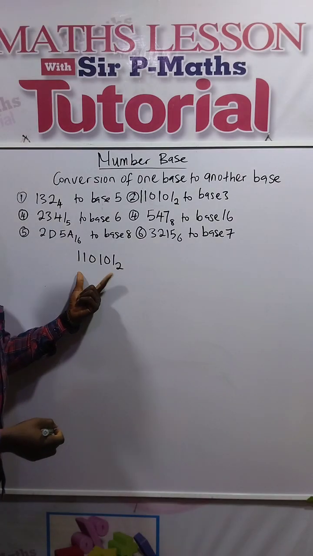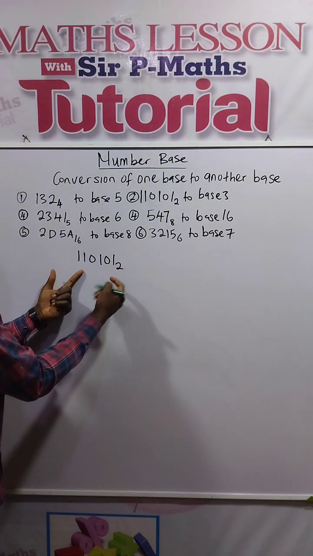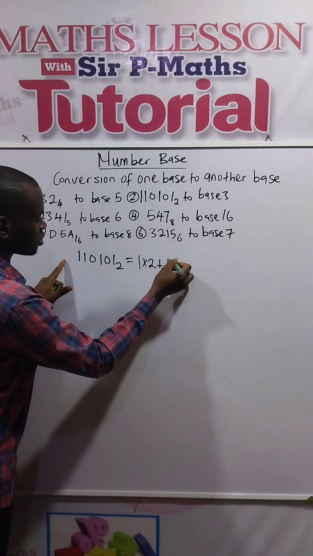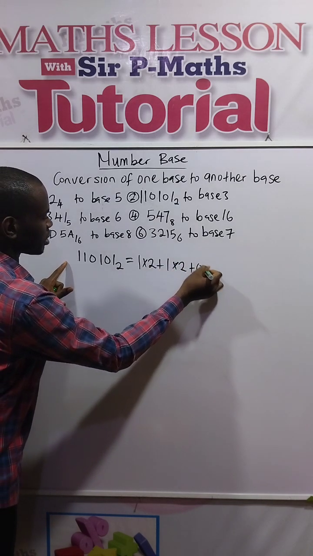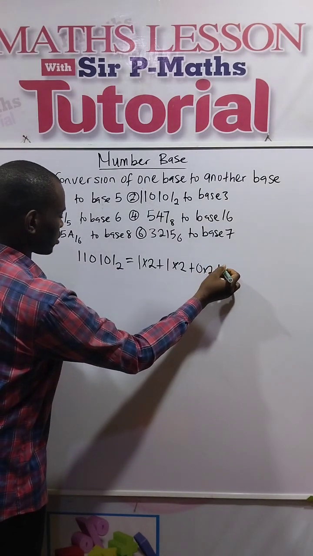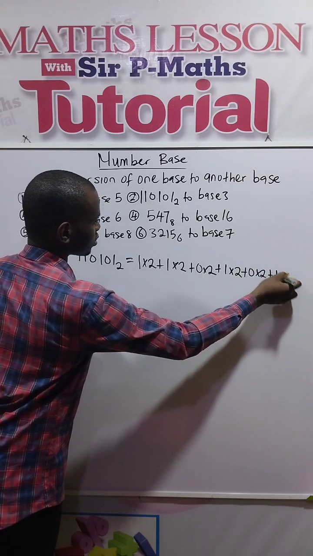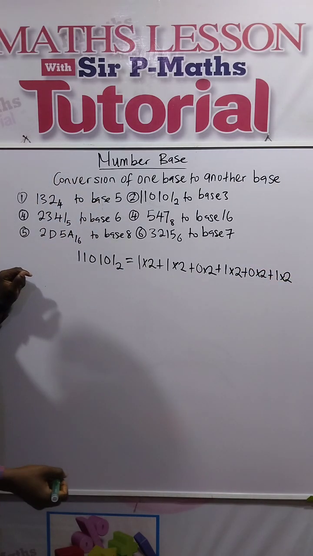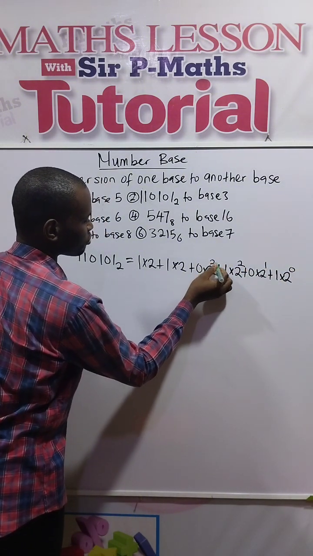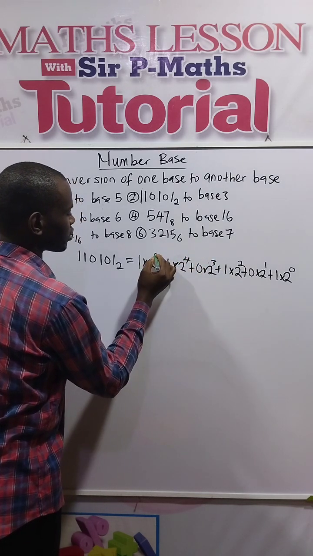Now we have 110101 base 2. We are converting to base 3. But first, let's convert it to base 10. So we have 1 times 2, plus 1 times 2, plus 0 times 2, expanding all these numbers to their base. Then we have 1 times 2, plus 0 times 2, plus 1 times 2. Now let's assign indices. From 0, the indices are assigned on the base. Sorry, this is 3, 4, and 5.